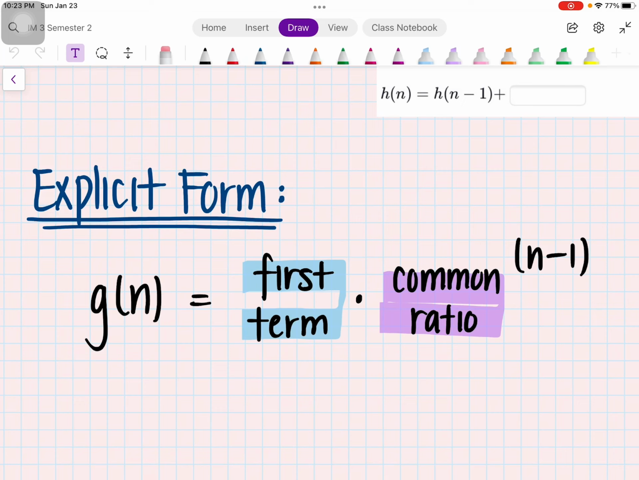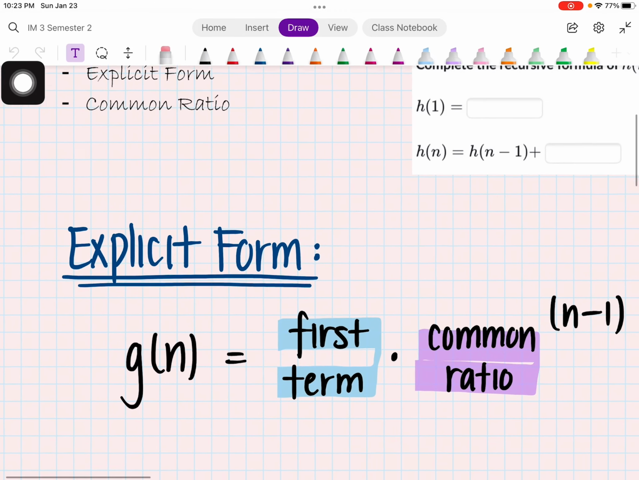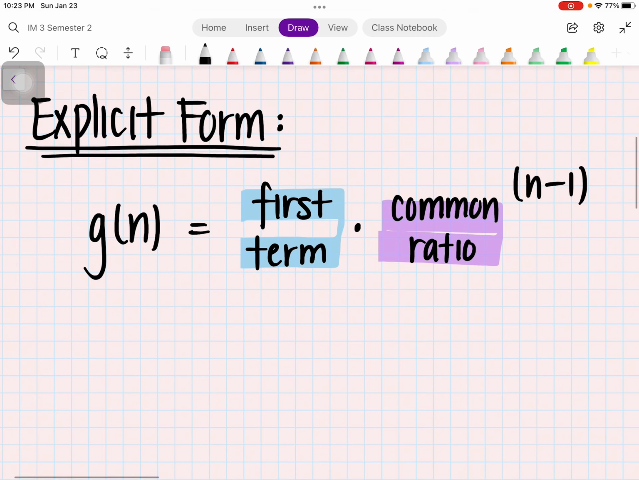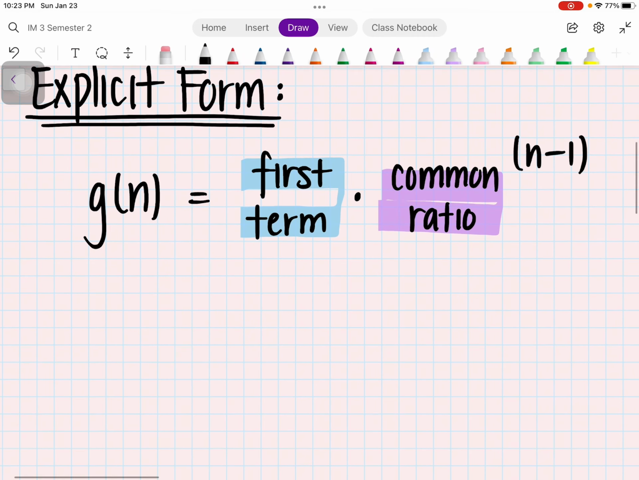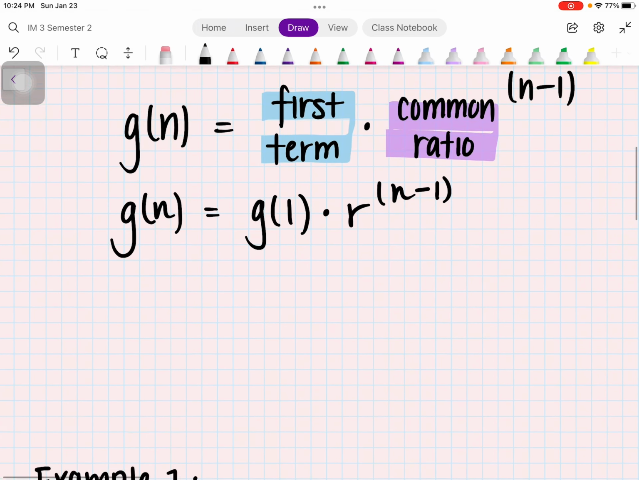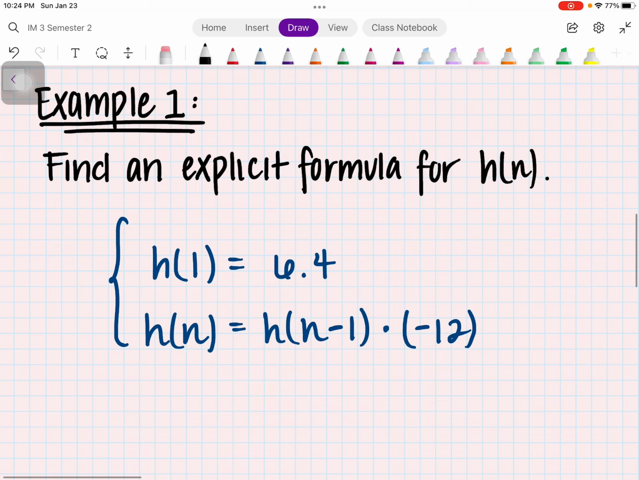Once again, this here is the formula for explicit form. All we need whenever we're writing the explicit form of geometric sequences is our first term and our common ratio. So in this case, it could be g of n equals g of 1, which is going to represent our first term, times the common ratio to the n minus 1. All right.